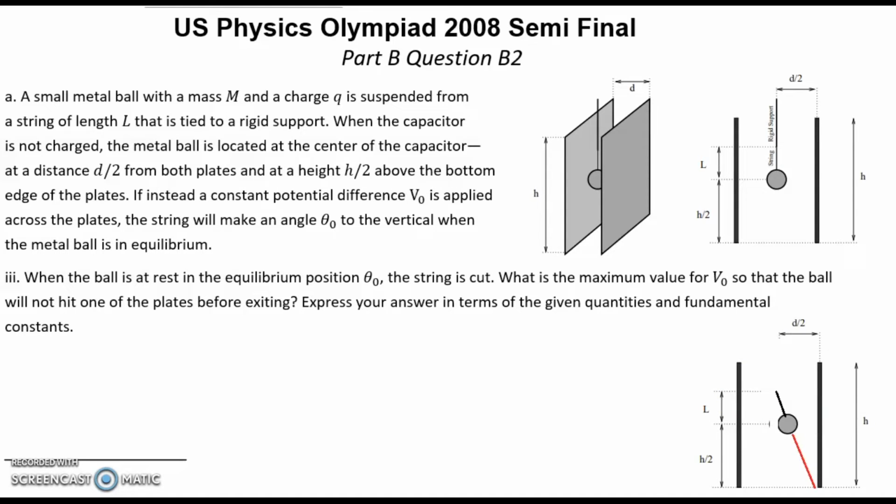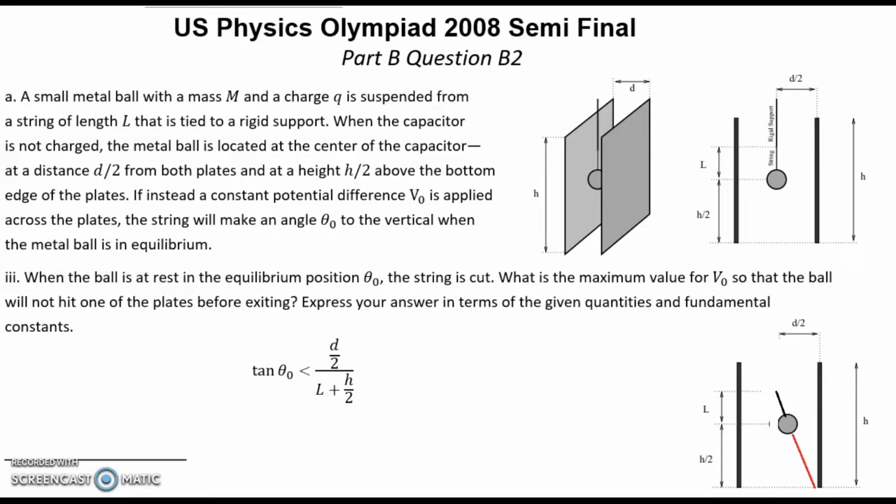We have on this picture angle theta 0 between the vertical and the direction of the string, and we see that if the tangent of this angle exceeds d over 2 divided by L plus h over 2, this ball will hit this plate. So it means that we have to satisfy this inequality: tangent theta must be less than d over 2 divided by L plus h over 2.